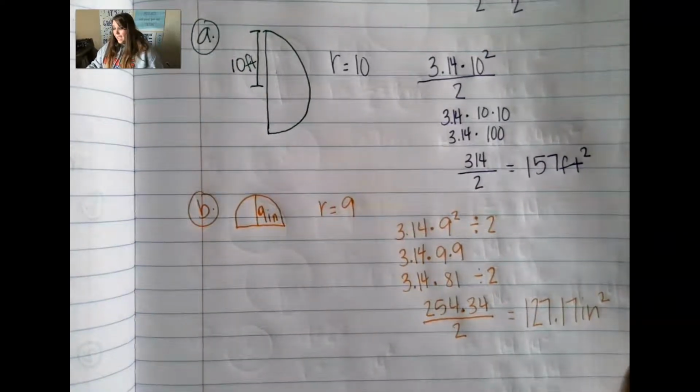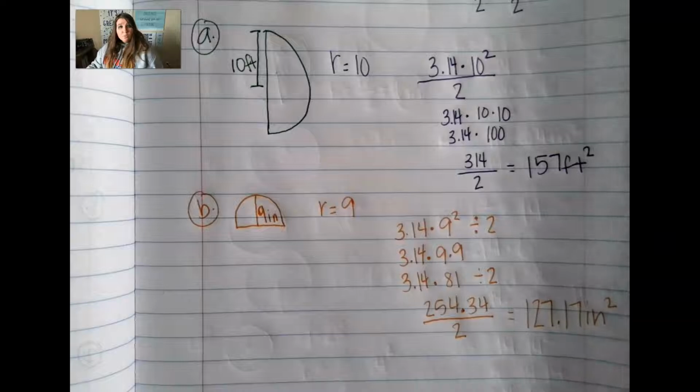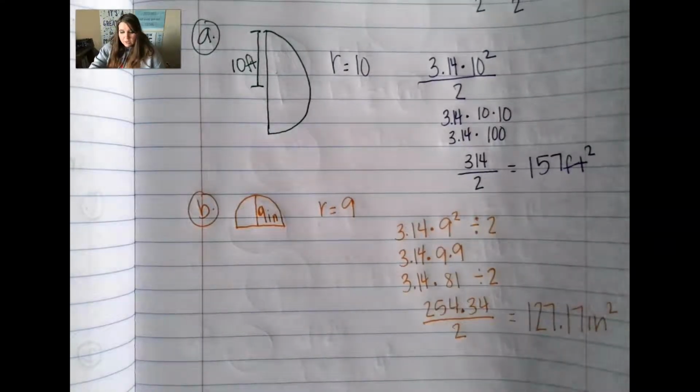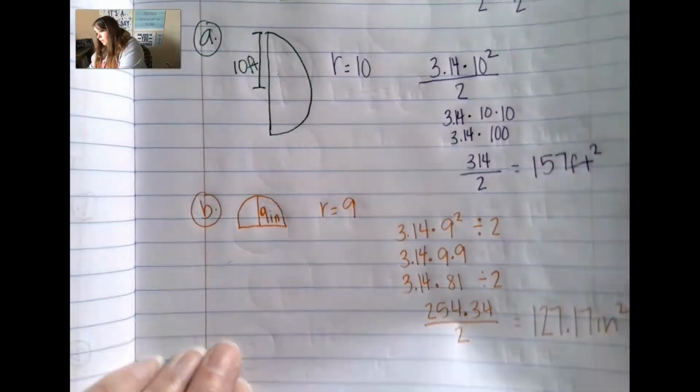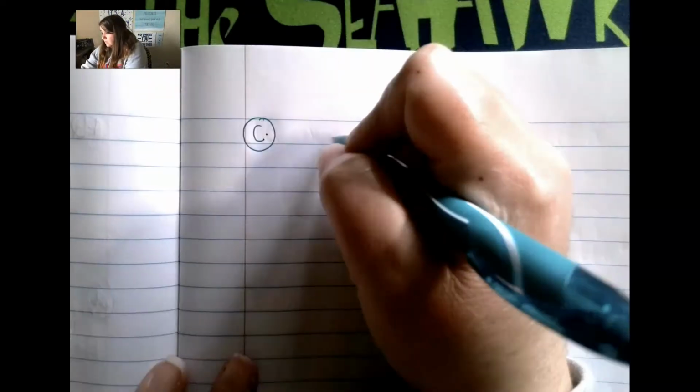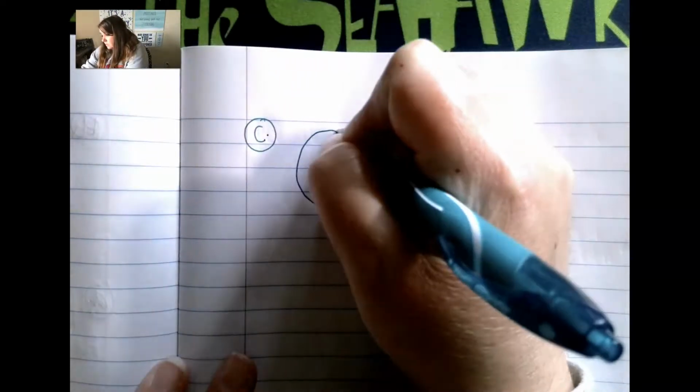What happens though if they give you diameter? Let's do one with the diameter so that you can see what happens to your problems when you're given the diameter. So example C, I believe it was 15 as the diameter. Oops, I scrolled the wrong way. No, it was 30. Okay, so we have a semicircle.